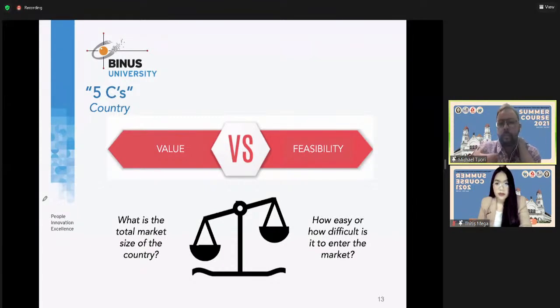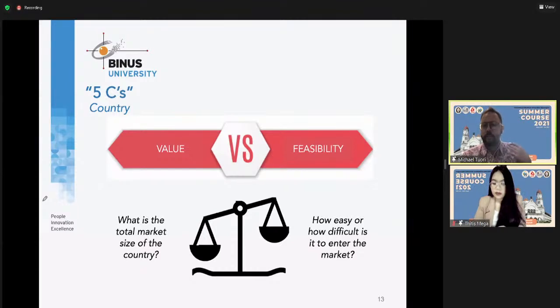So we're going to analyze what the value of a country, or a market, is. We're going to look at the feasibility: how easy or how difficult is it to enter that market? And we can use frameworks inside of these 2 dimensions to help us look at it better. So the value usually is, what is the total market size? What is the growth of the market? That is very important to us, to see if it's maybe a smaller market now, but it's growing very fast. It could be very attractive. It's about the attractiveness of the country.